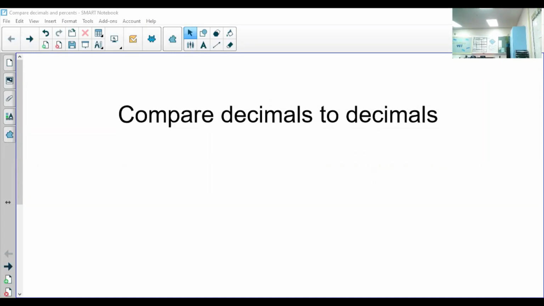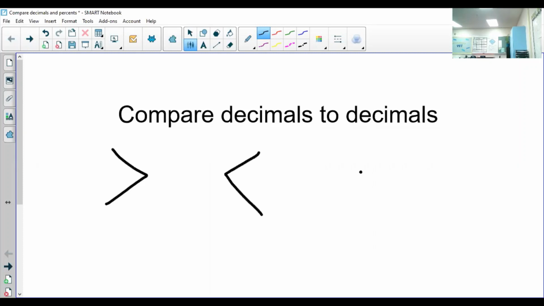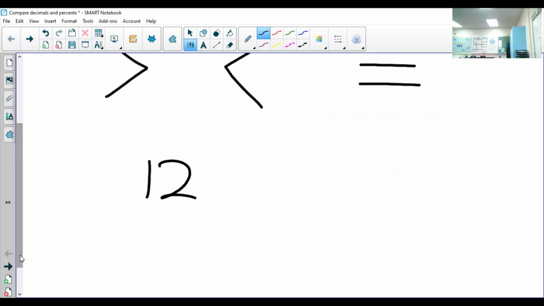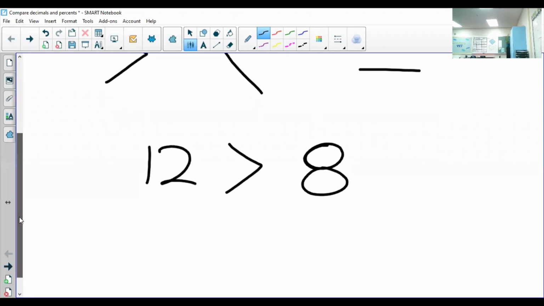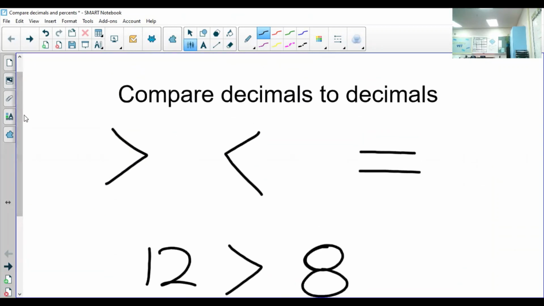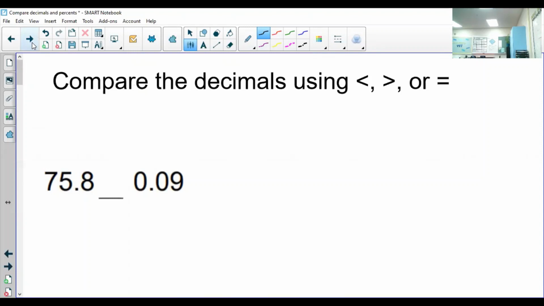Right, so what I was saying is we are going to be using the greater than, less than, and equal to signs. If you remember using these, they open up towards whichever number is bigger. For example, if I had 12 and 8, which number is bigger? The 12, so we would have it open towards the 12, okay? Or if it was the other way around and we had 3 and 10, 3 is less than 10. Hopefully you remember how to use those symbols. And today we're going to take a look at decimals, comparing them.